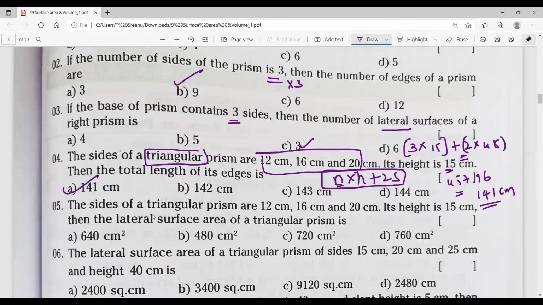Suppose it is a square, you should add all the sides. Suppose it is a rectangle, in the sense you have to take 2 into L plus B, the perimeter. Yes, in the sense perimeter, the sum of sides.